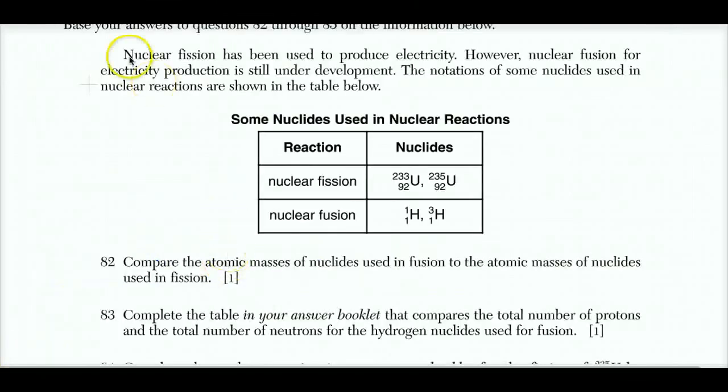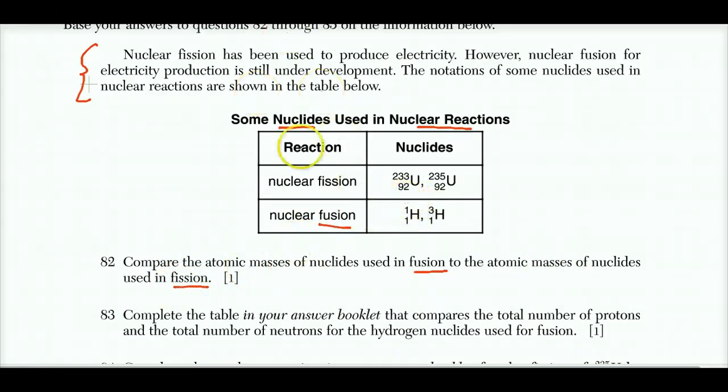Number 82. Okay, so we've got a little blurb here about some information that we may or may not need, and here's some nuclides used in nuclear reactions. This is a fission and fusion type of reaction. Compare the atomic masses of nuclides used in fusion, that's making nuclei come together, and then of course compare them to fission, which is splitting the atom.